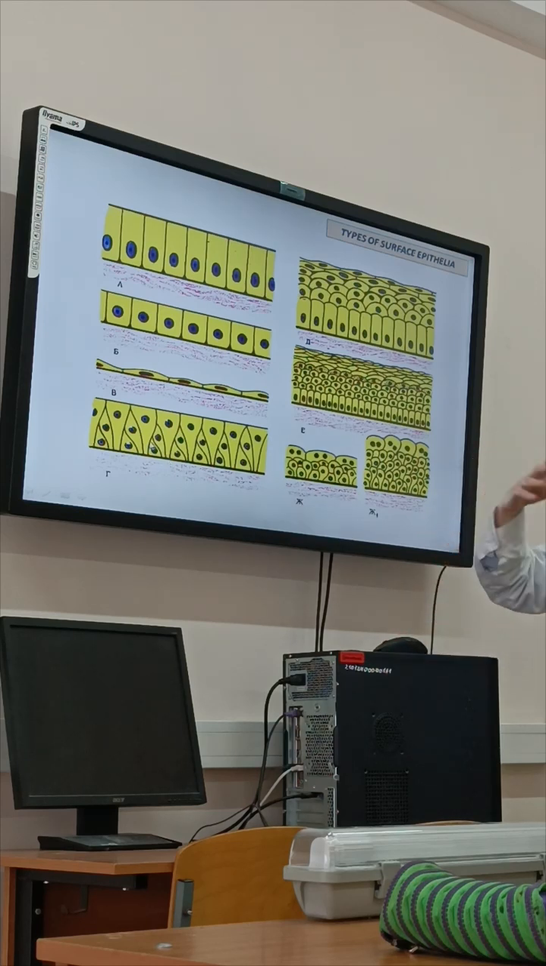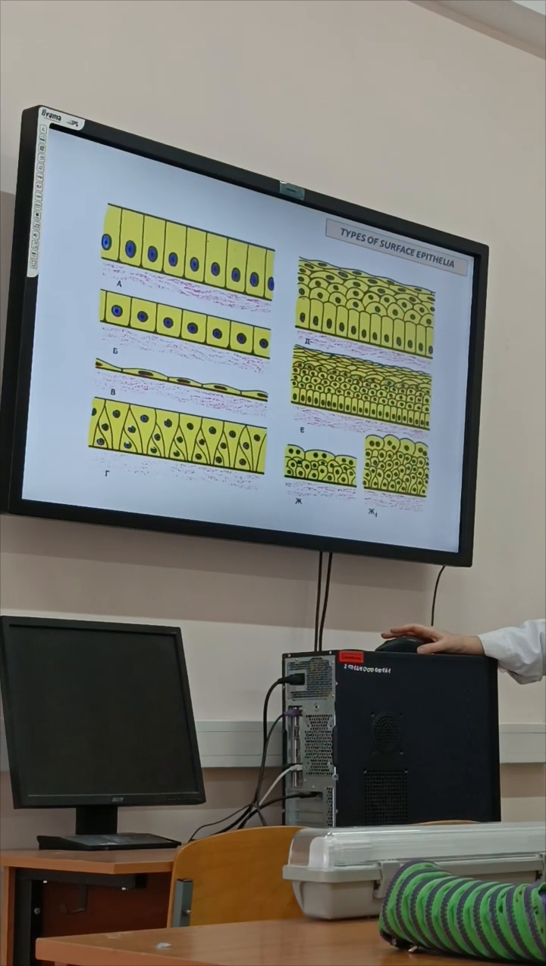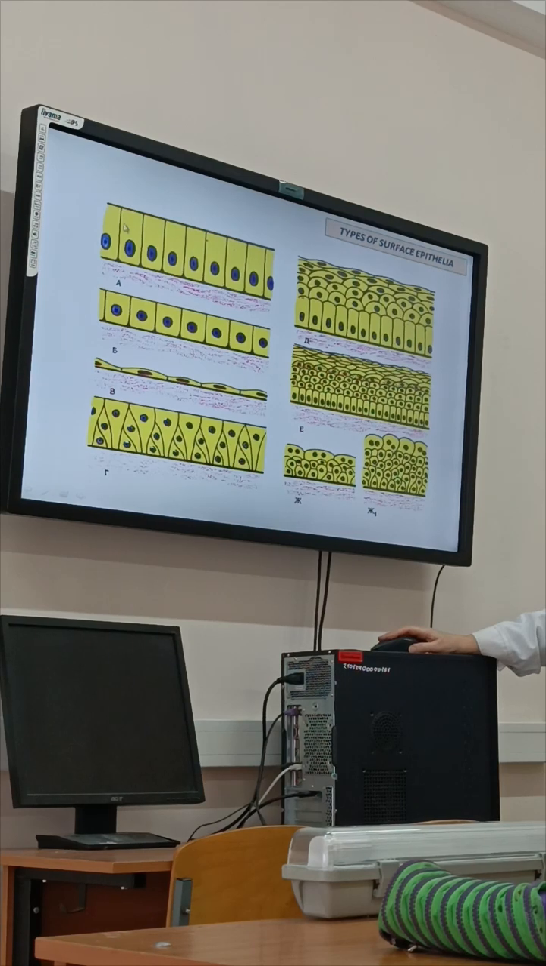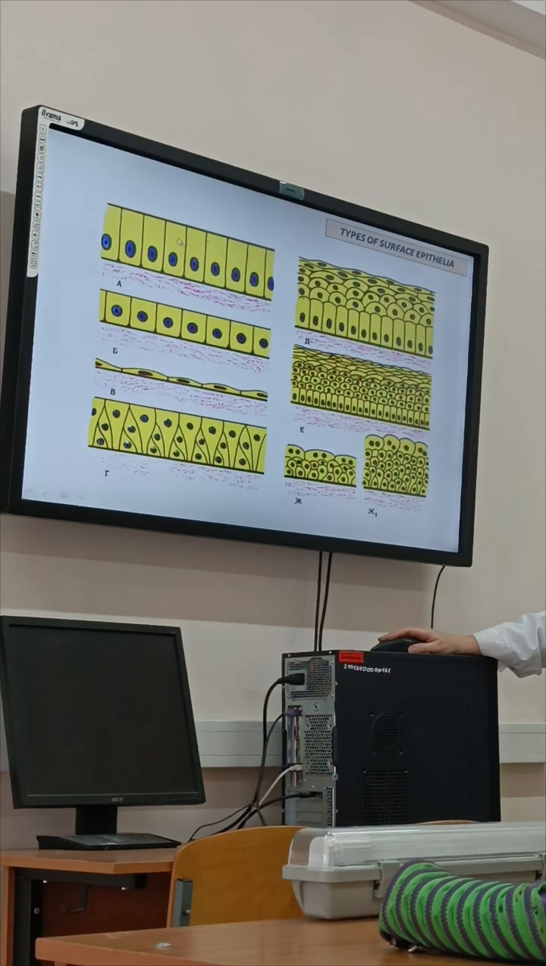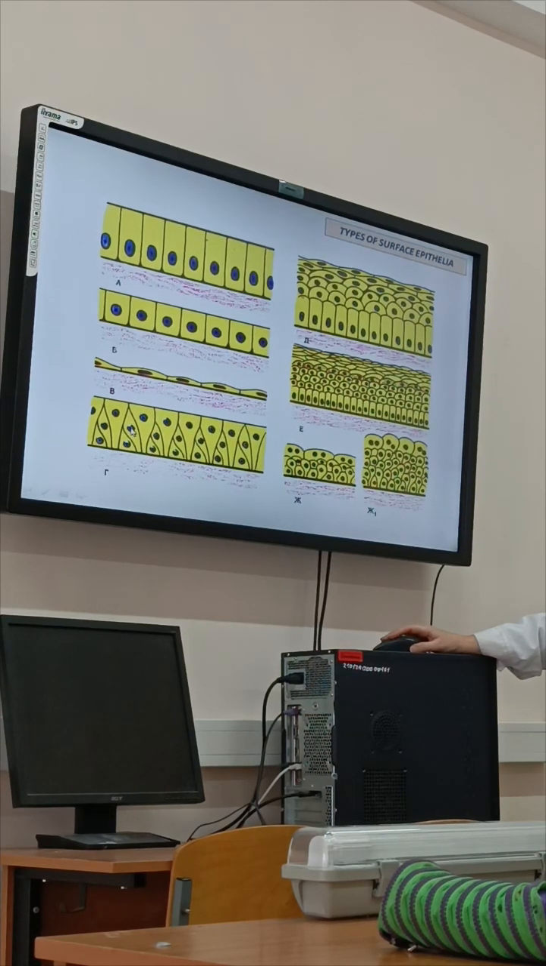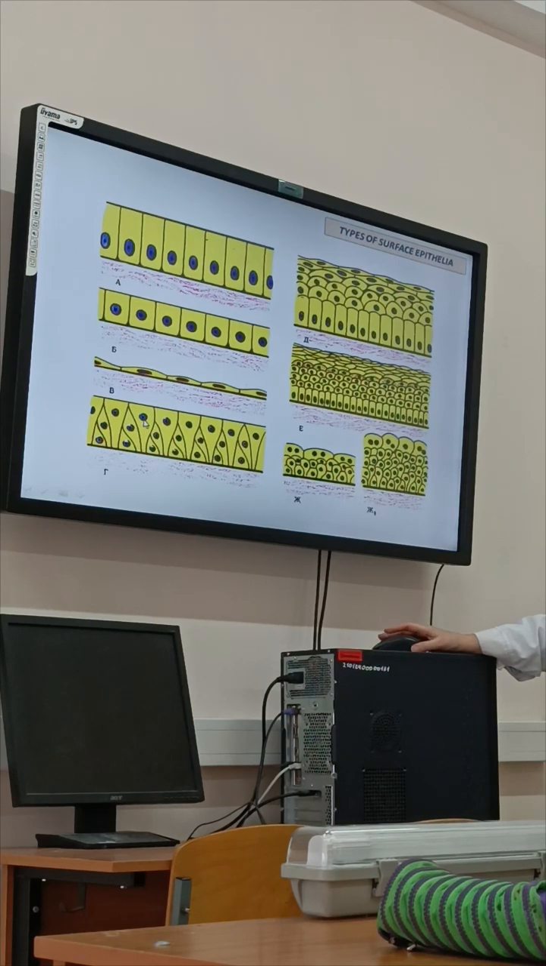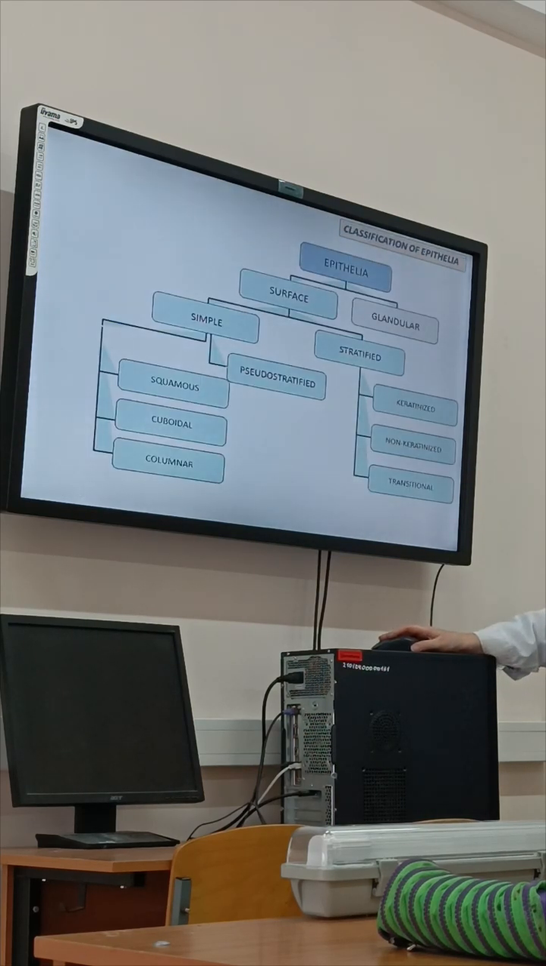But because cells have different shapes, one low, one high, the nuclei are situated on different levels. So the nuclei form several rows. When cells are the same, nuclei form one row. If cells have different shapes, nuclei form several rows. In such a case, we classify such epithelium as pseudostratified. This epithelium is pseudostratified.